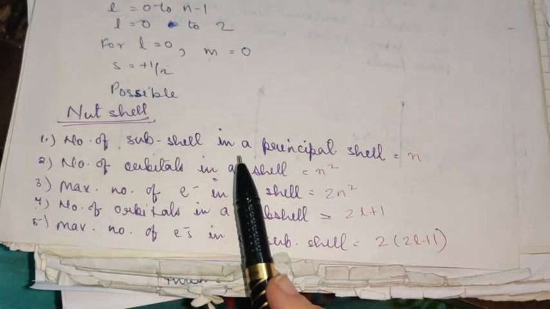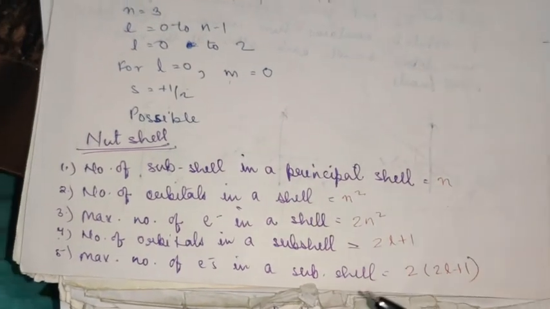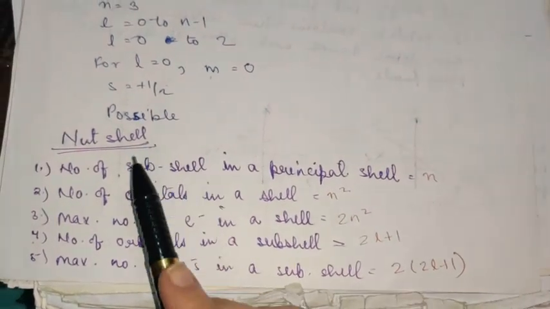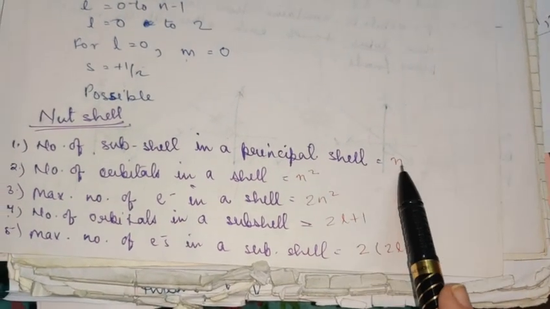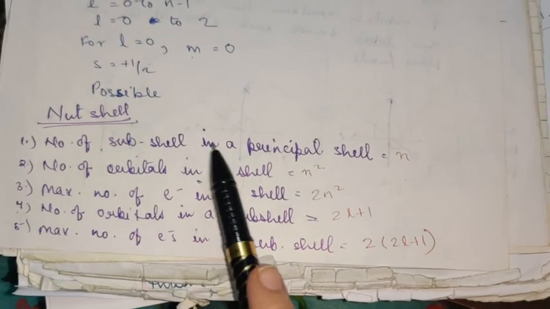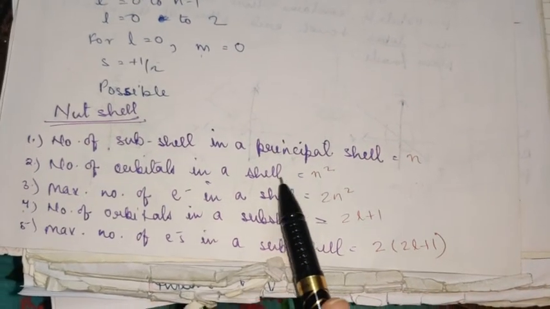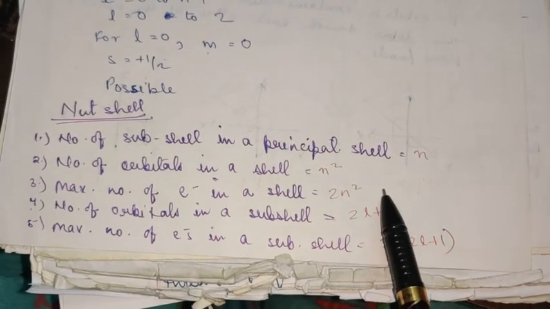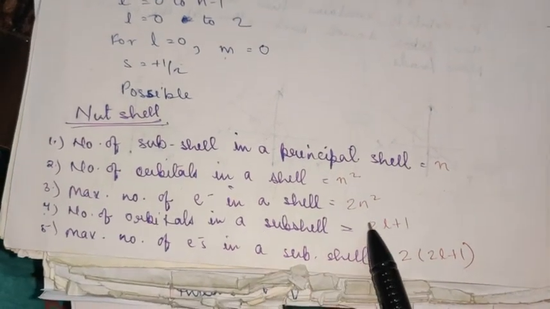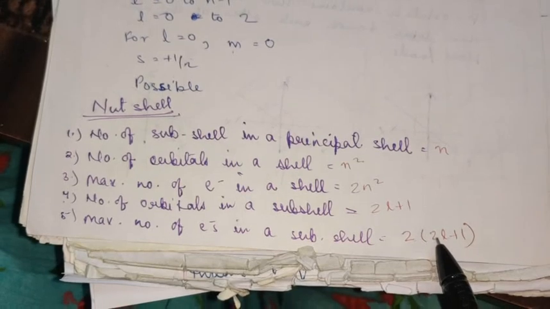Okay, and in a nutshell, children, these are some important formulas which can give you the direct values if asked in your exam. You don't need to do the entire calculation. The number of subshells in a principal shell is equal to n. The number of orbitals in a shell is equal to n square. The maximum number of electrons in a shell is equal to 2n square. The number of orbitals in a subshell is equal to 2l plus 1. The maximum number of electrons in a subshell is equal to 2 into 2l plus 1.